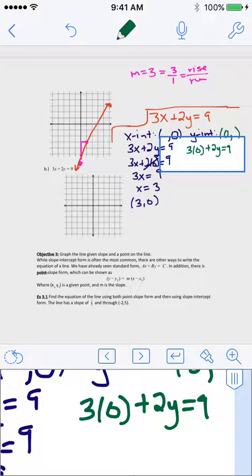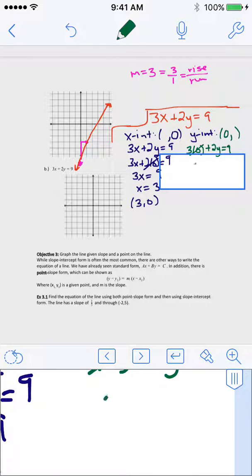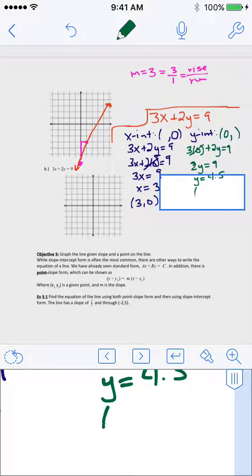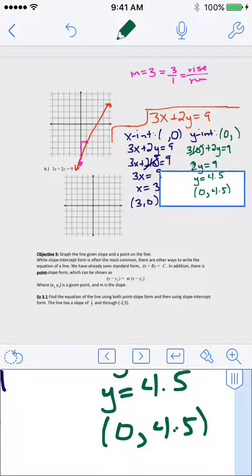And then because of that, 3 times 0 goes away. So we get 3y, oops, I'm so sorry, not 3y. 2y equals 9, and y equals 4.5. So we get our y-intercept of 0, 4.5. And remember not to switch those. Just because you found 4.5 doesn't mean it's 4.5, 0, right? We still need it in this form, 0, 4.5.